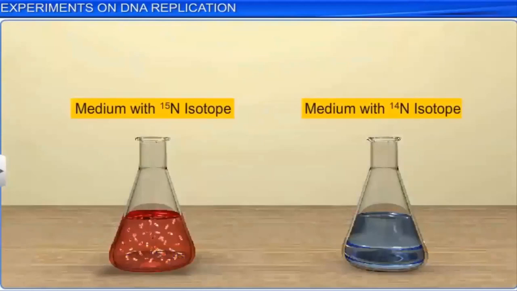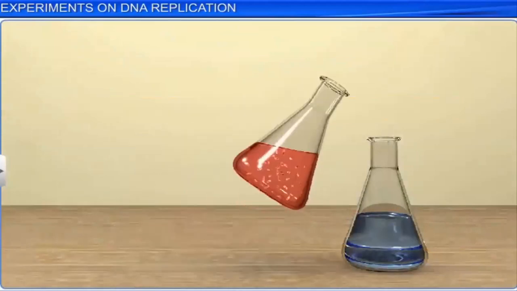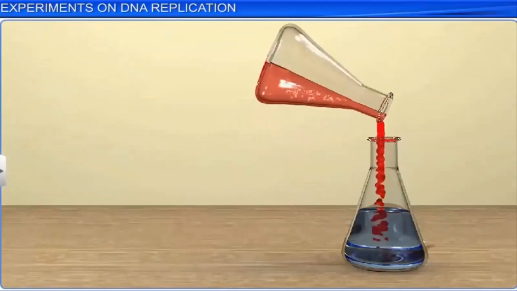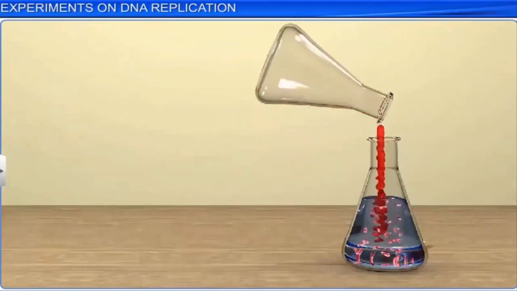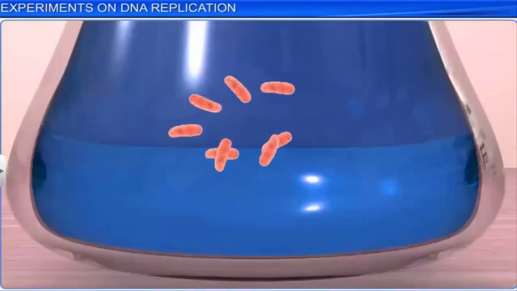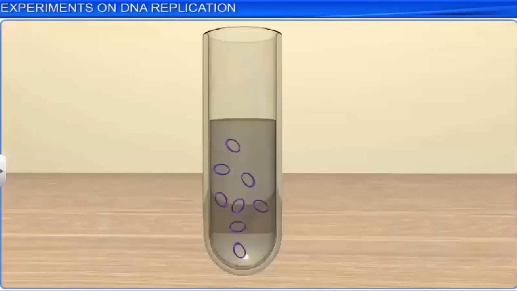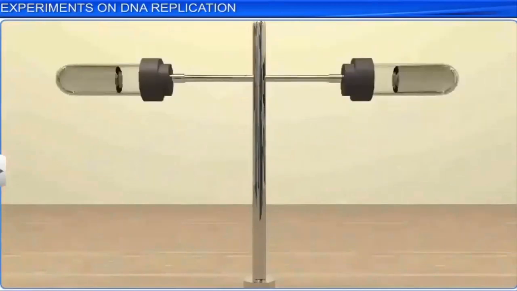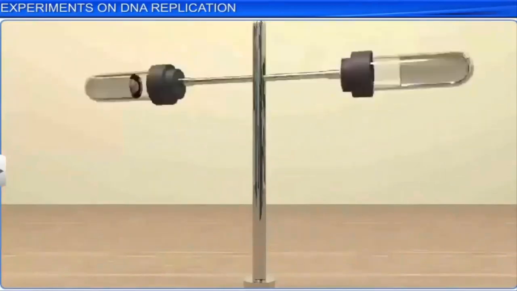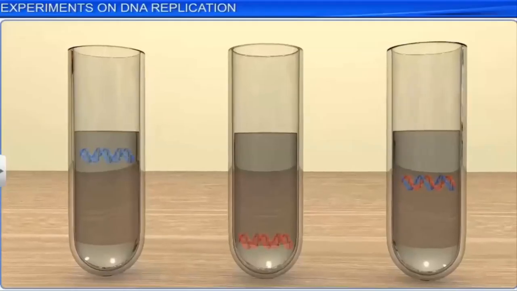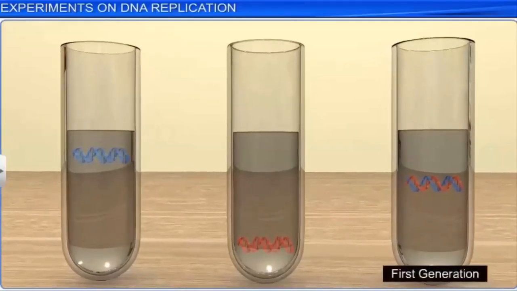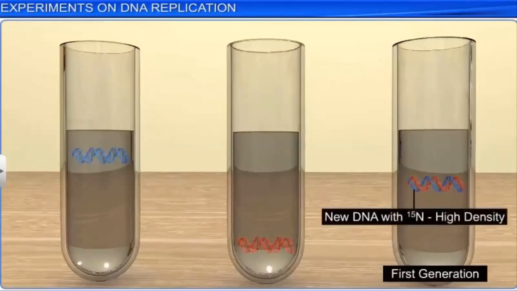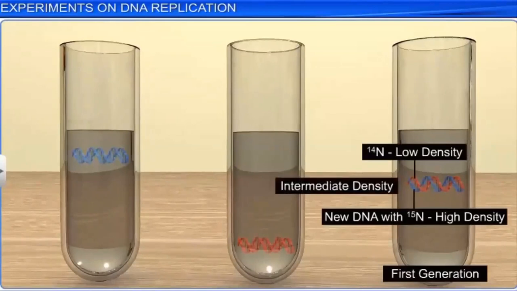Later, E. coli cells were transferred into a medium with normal NH4Cl14 isotope. After the cells multiplied, their DNA was extracted and separated independently in CsCl gradients to record the density of DNA. It turned out that DNA extracted from the first progeny of E. coli after the transfer from the N15 isotope to the N14 isotope medium had an intermediate density. It was referred to as hybrid DNA.